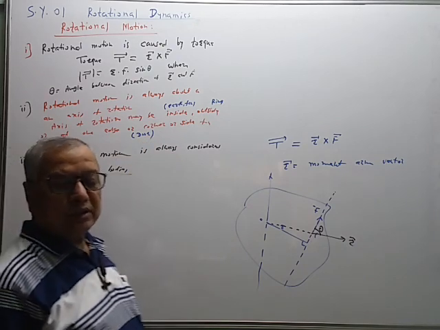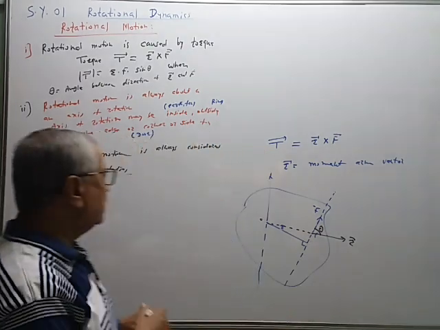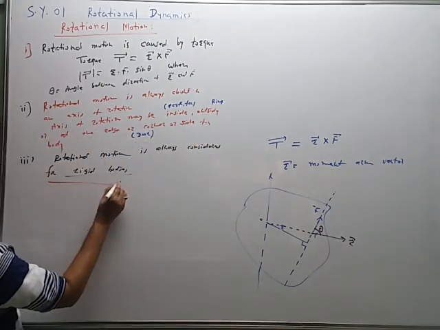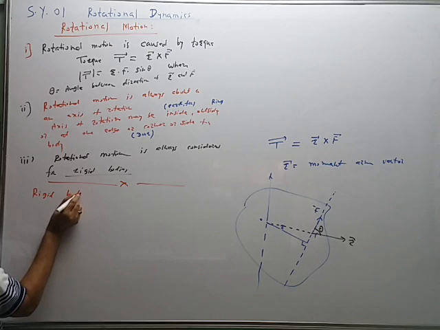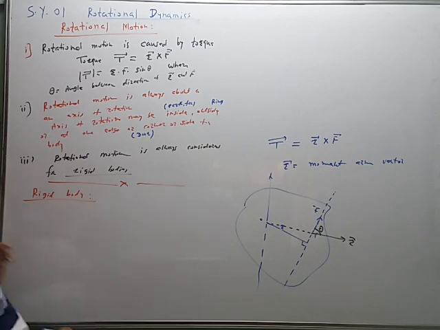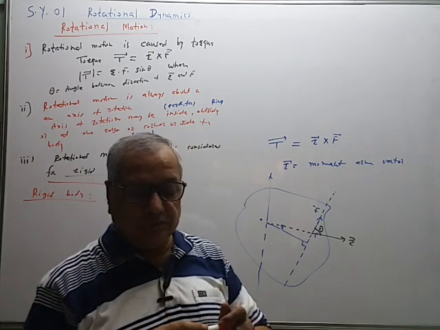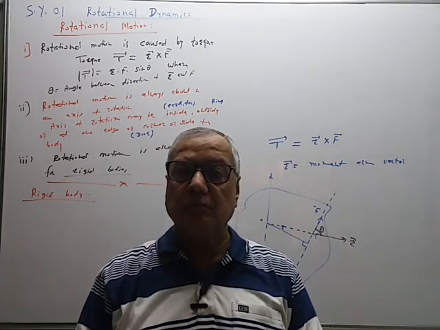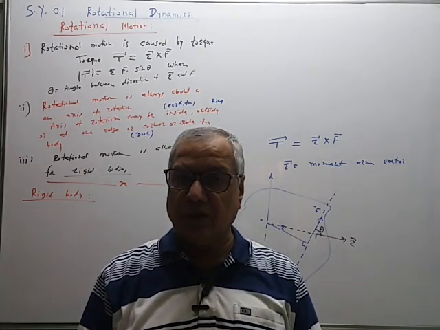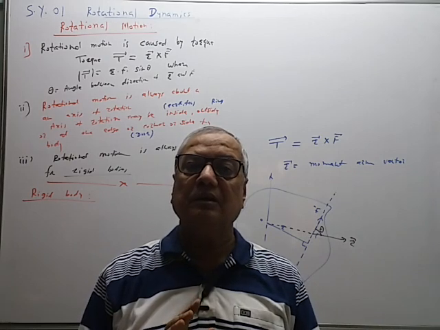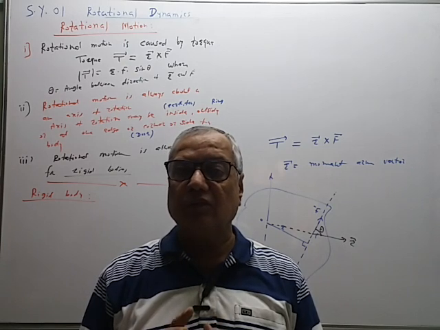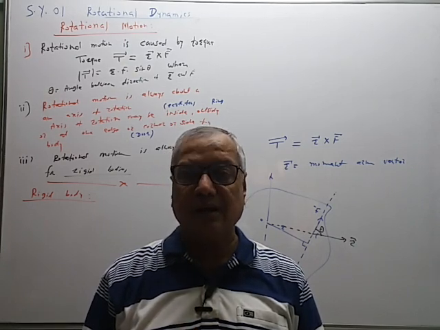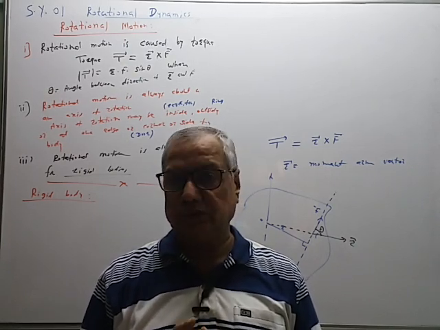So what is meant by rigid body? That also we know. Generally, solids are rigid bodies. A body in which there is no change in shape and size, that is dimensions, when the force is applied, whether the body is at rest or whether the body is in motion.